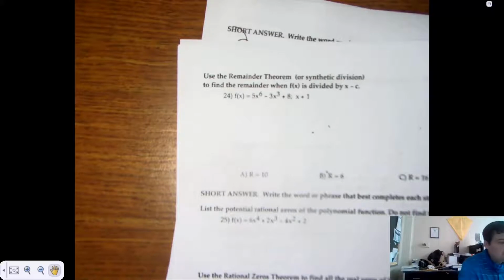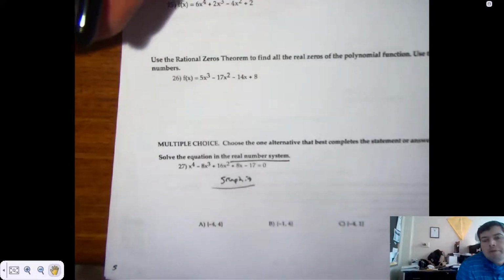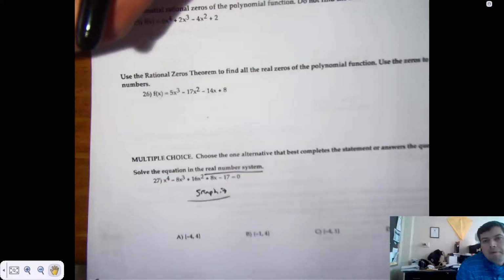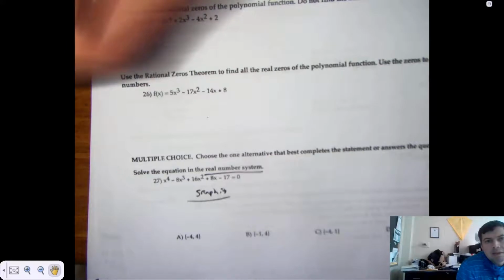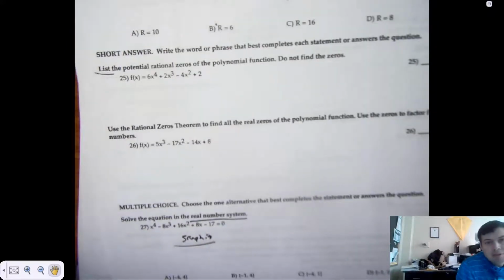All right, solve this one in the real number system. Well, that means you find real answers. And I'll be honest with you, you're going to graph it. That's what you're going to do. 26, not going to worry about. 25 is a list of potential zeros.